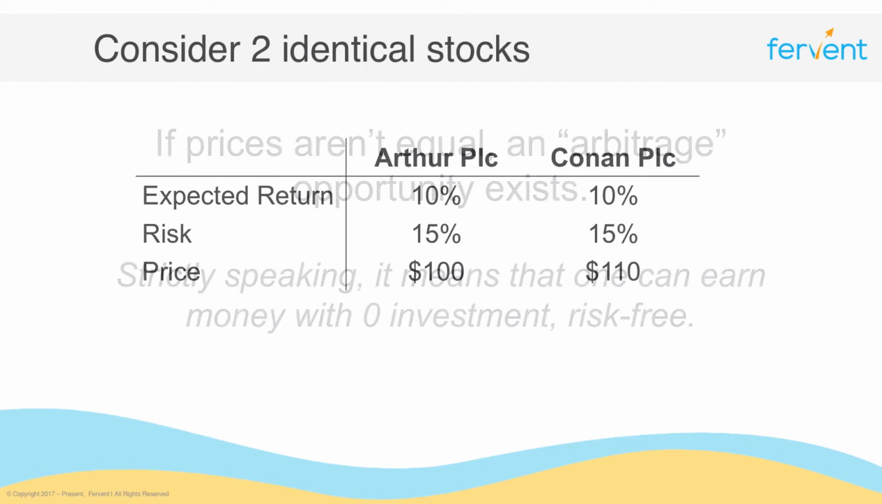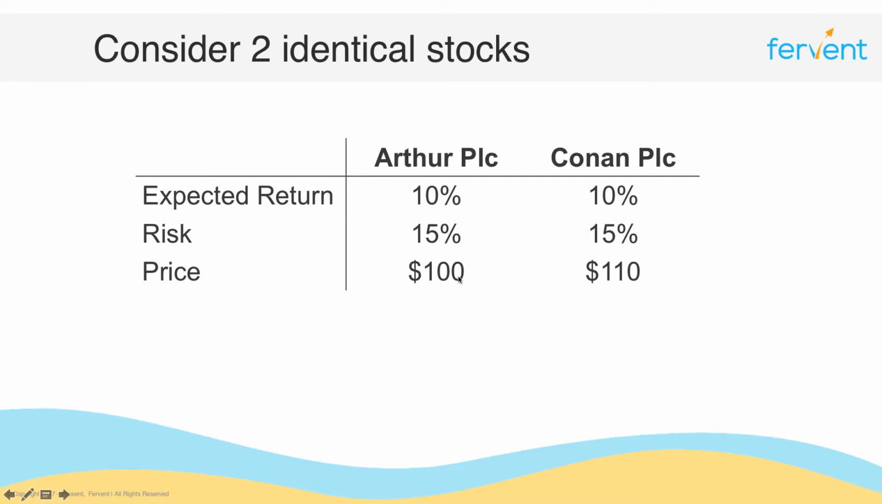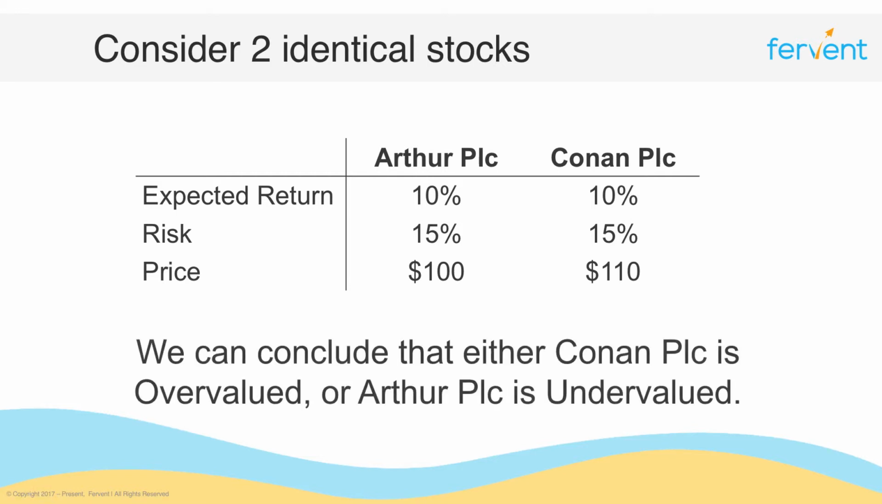Imagine that Arthur plc was indeed trading at $100, but Conan plc is trading at $110. With this scenario, we can conclude one of two things quite confidently. We can either conclude that Conan plc is overvalued and that the fair price is indeed $100, so Conan plc should be trading at $100, or we can conclude that Arthur plc is undervalued and that the fair price is actually $110, and so Arthur plc should be trading at $110.